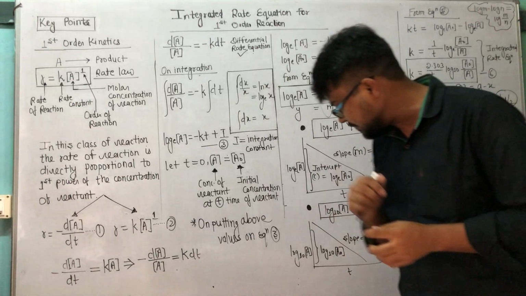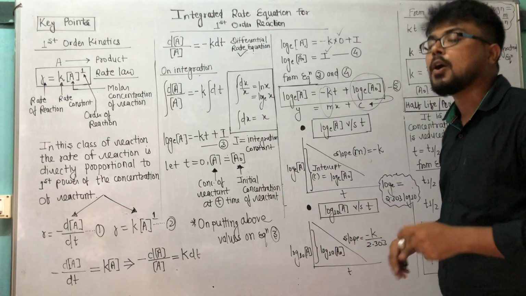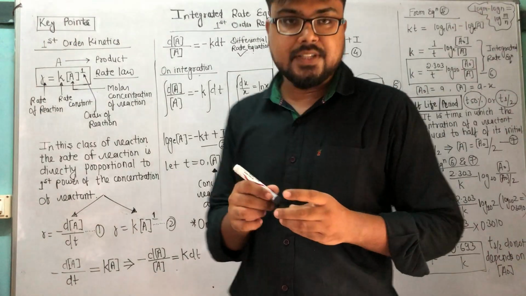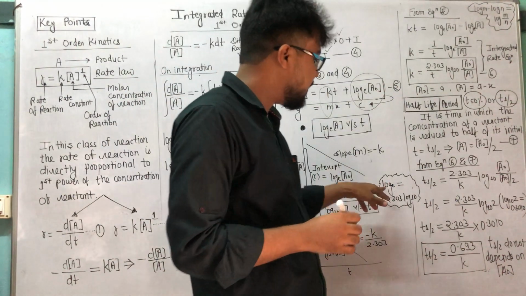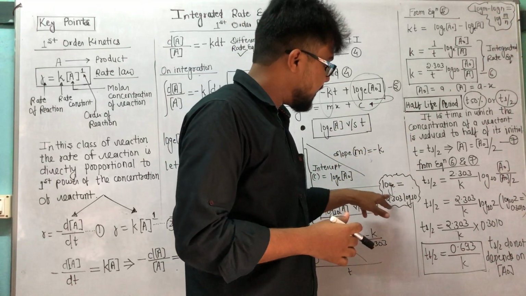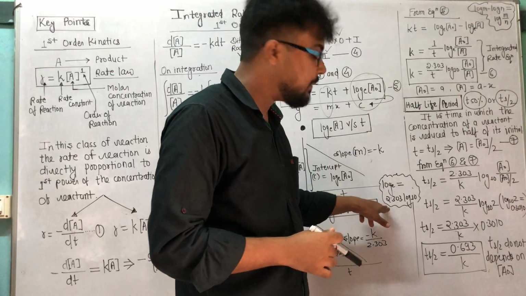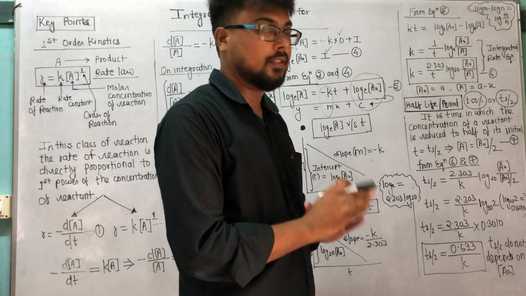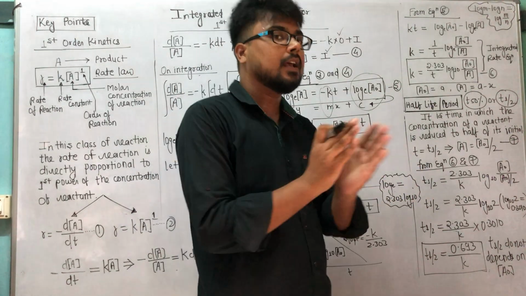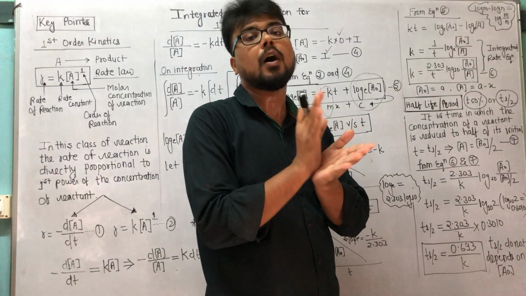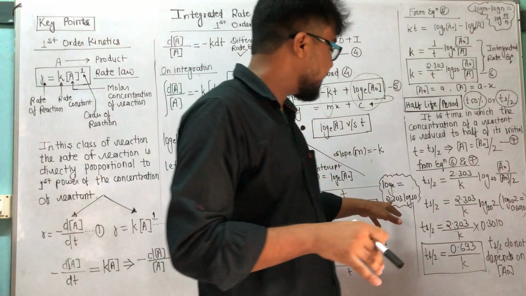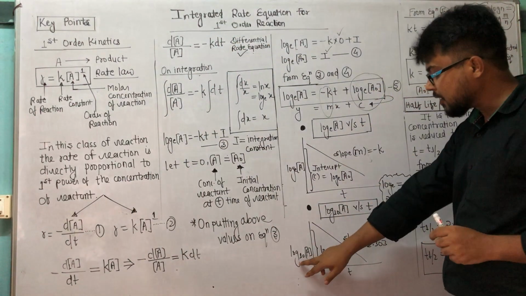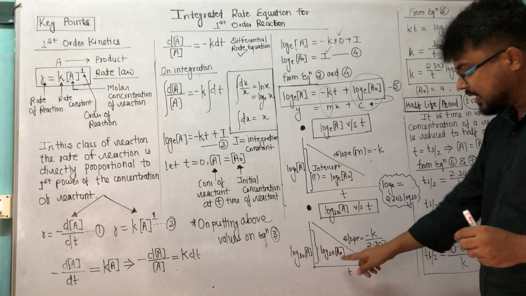Students, sometimes the examiner can ask about log base 10. So there is one formula by which we can convert log base e into log base 10 by simply multiplying 2.303 with log 10. So log base e is equal to log base 10 when we multiply the term 2.303. So the graph will be similar. Here it is log base 10 A versus t.